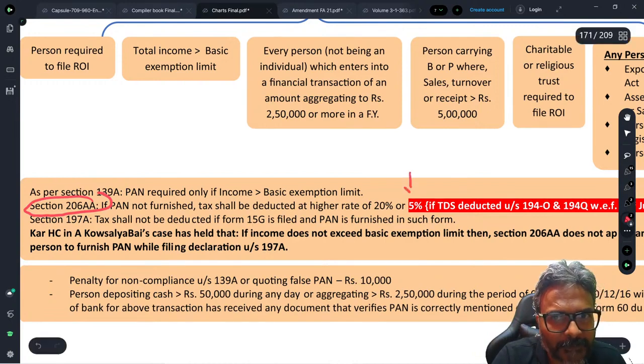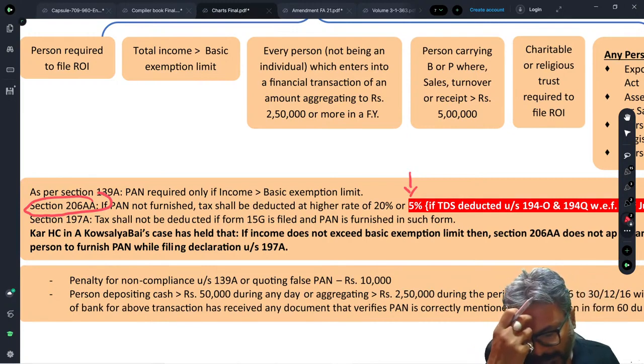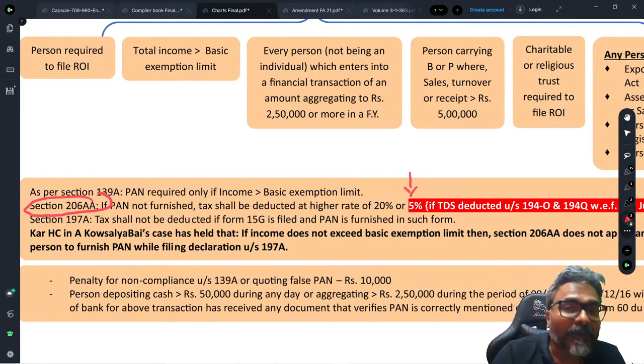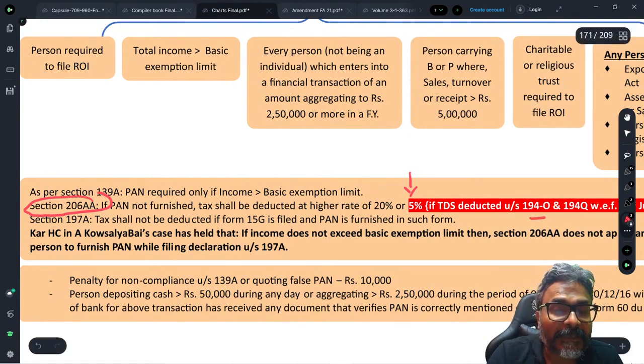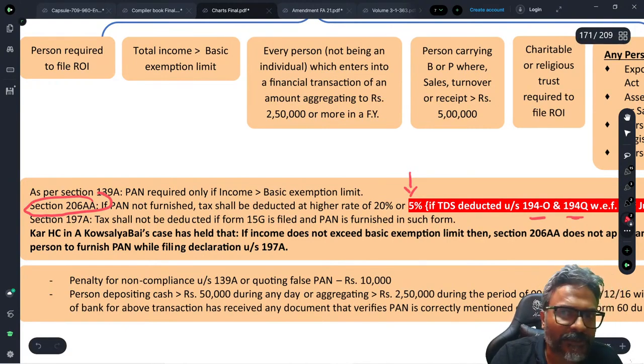Now we have got from Finance Act 2021 even a 5% category of the TDS that would be required. This 5% is in respect of 194O and 194Q. The 194O and the 194Q. These two sections, students, are relatively new sections because their rate is 0.1%.